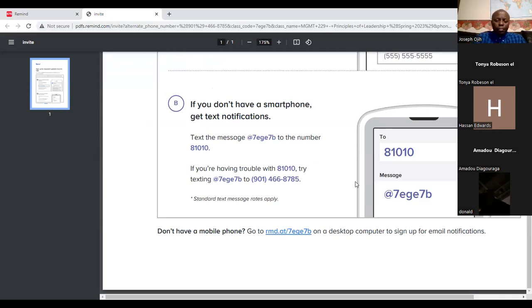So I have Donald here. Who has this? What's your real name? I'm asking because of the attendance, so that I can mark you present.